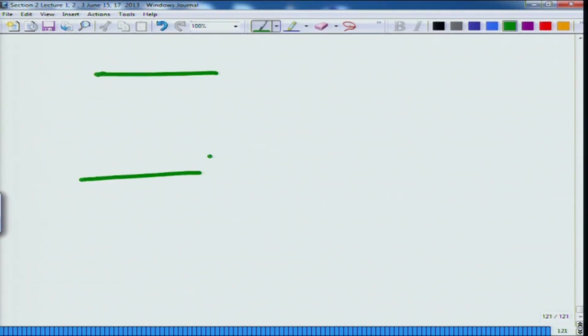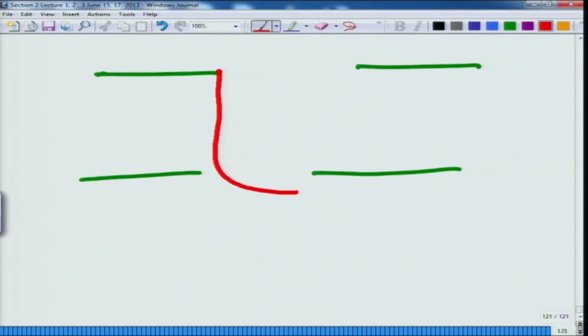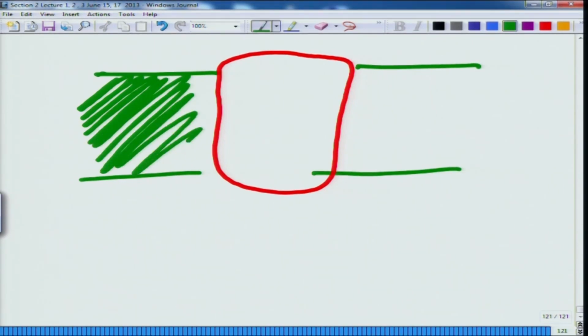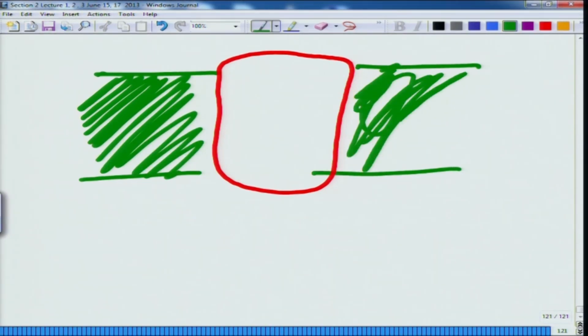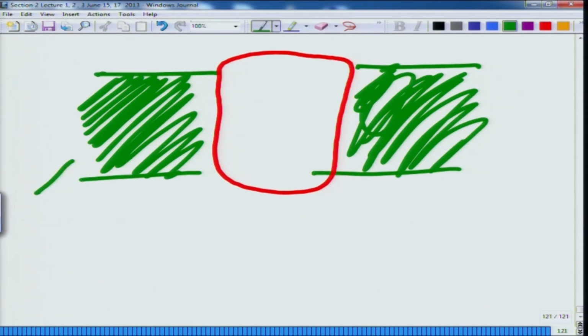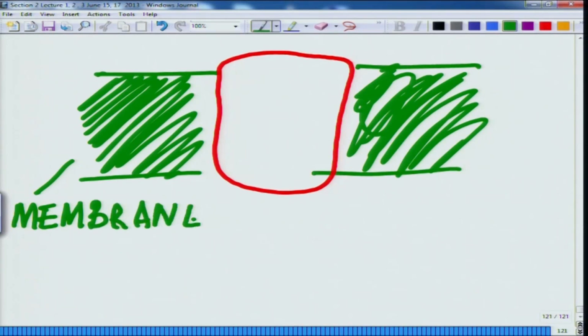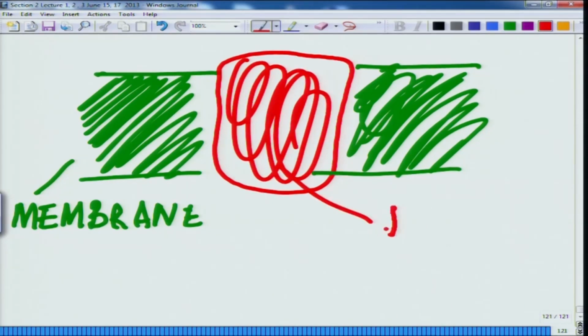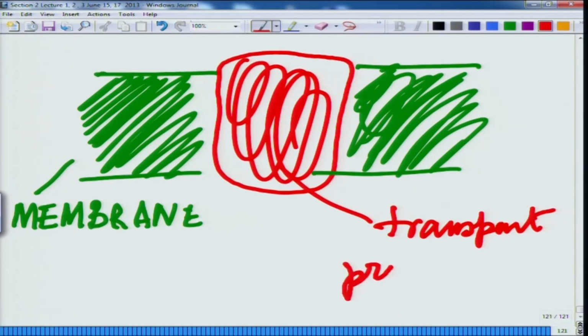Say for example, this is the membrane there, and there is a transport protein sitting like this. And this is your membrane, what I have drawn. Let me just color the membrane in green. This is the membrane, and in red you see a transport protein.